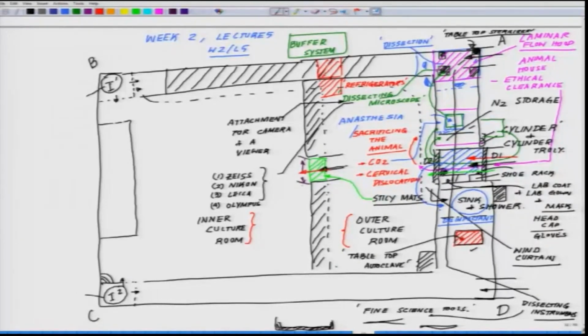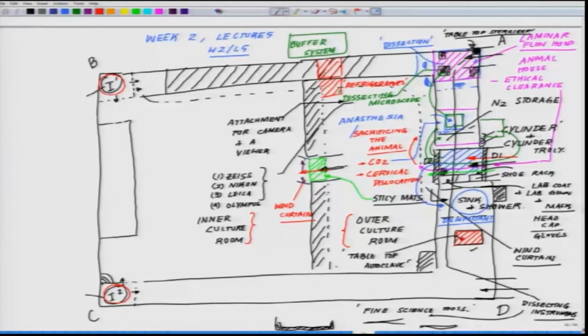If you do not want to put a sliding door, you could have a wind curtain through which you enter here. Now here you have to be really careful, because this is the zone where most of your work will be happening. So I have already told you that this is where you will be placing the incubators, probably in the corners. So you are not in direct hit of the pathway, and you will be needing laminar flow hood.